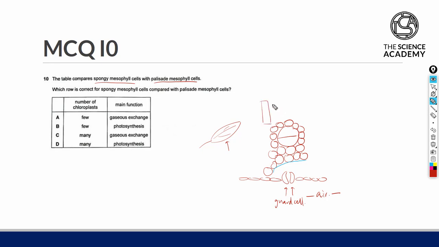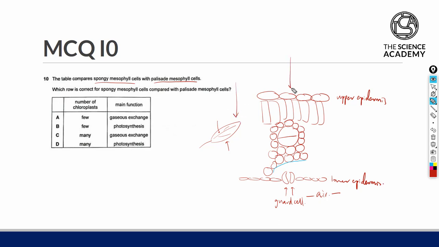And finally, there are orderly arranged cells that look like columns, and these are the palisade mesophyll cells, above which we will reach the top layer of the leaf, which we call the upper epidermis. So light enters from the top through the upper epidermis and into the palisade mesophyll cells.